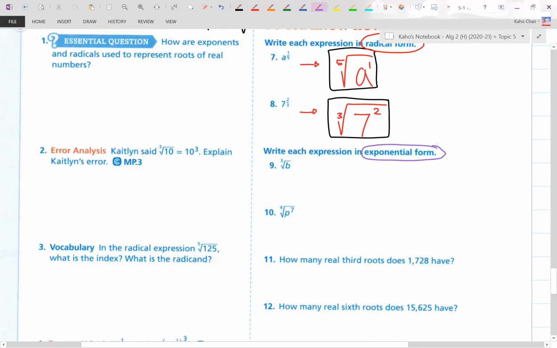We're going the other way. So b is the base to the power 1/3. Notice I wrote the 1 there to show it's invisible. Great. Number 10. The base is 3, power 7 right there over 4 power. Yay. That wasn't that bad.